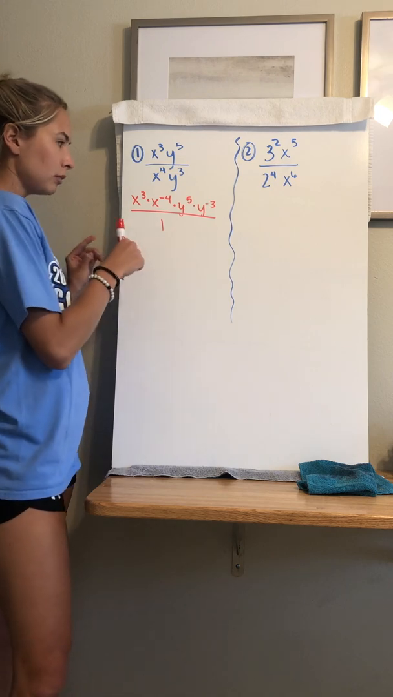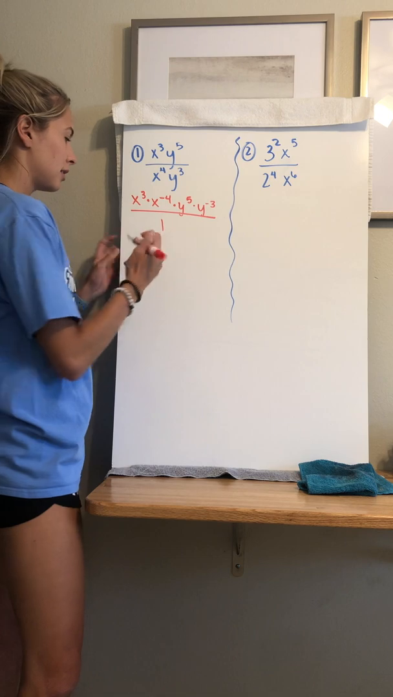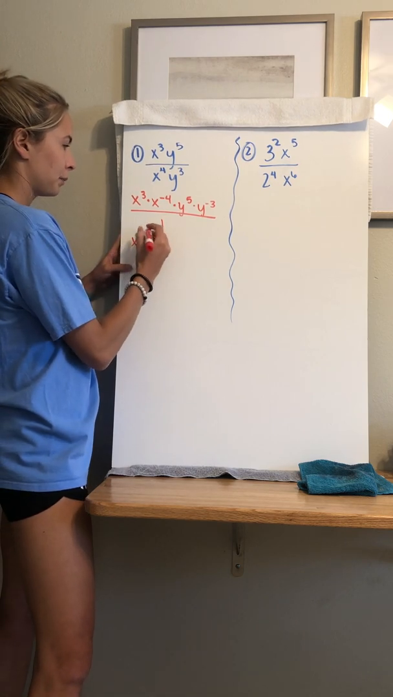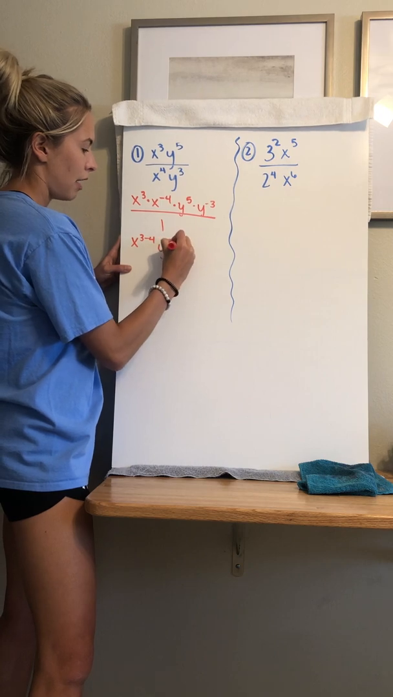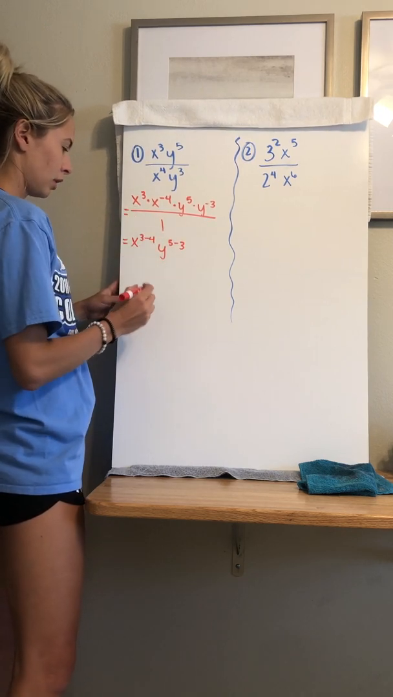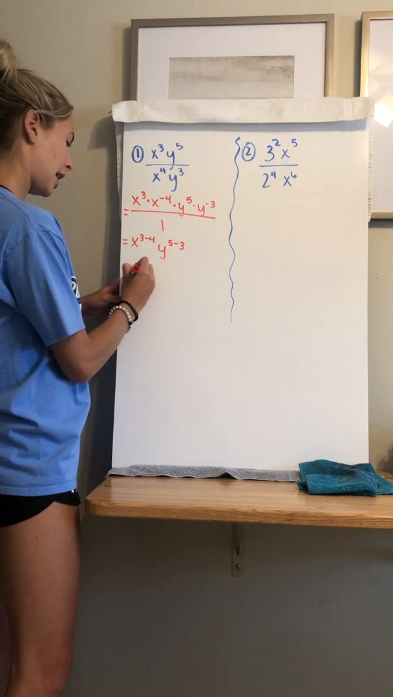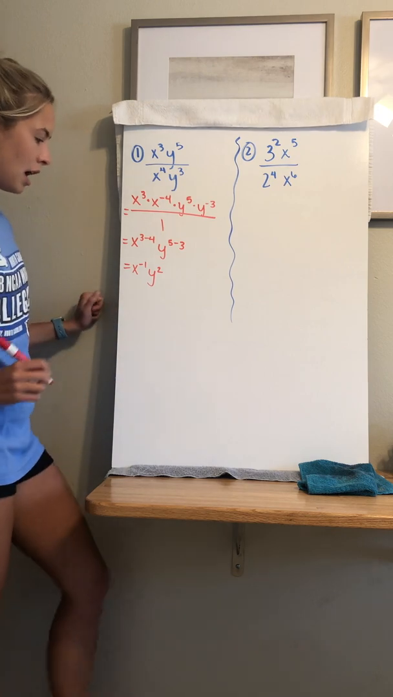So from here, we're going to use our multiplying rule on this to simplify. So we have x to the 3 minus 4 times y to the 5 minus 3. Simplify, we get x to the negative 1 times y squared.